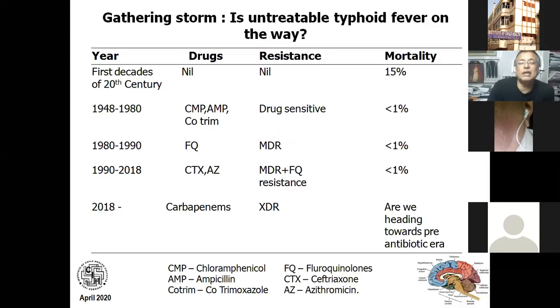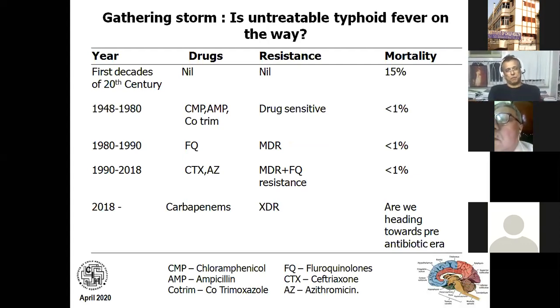Now coming a little back to the resistance pattern in typhoid. In the first decades of the 20th century, there was no drug against typhoid, and the disease was mainly in children and young adults, and the mortality or the case fatality rate was as high as 50%. COVID has a case fatality rate of 3 to 5%, and here typhoid has a case fatality rate of 15%.